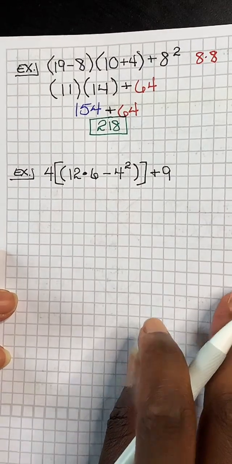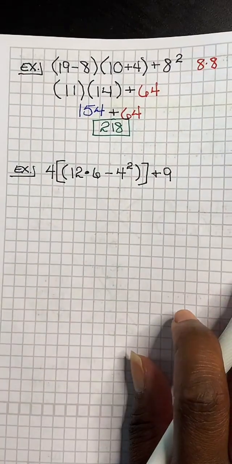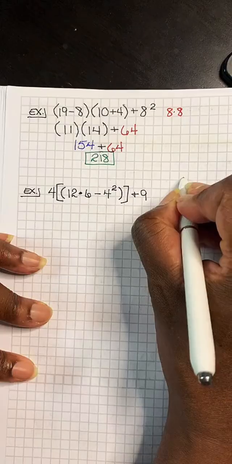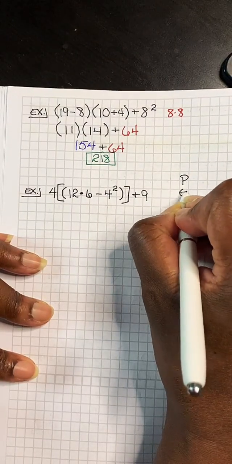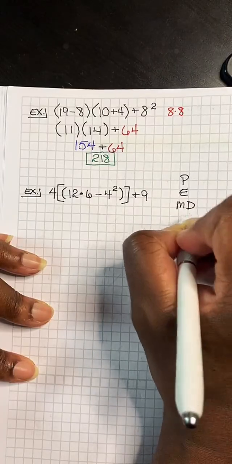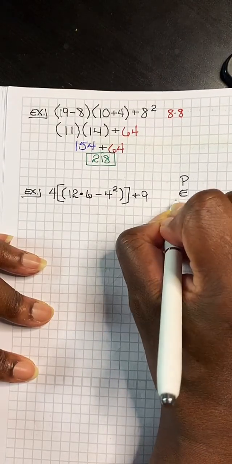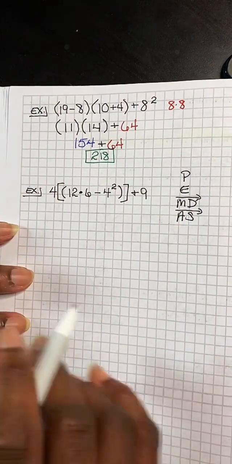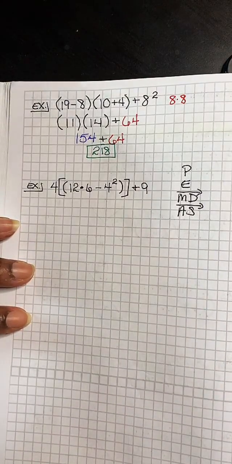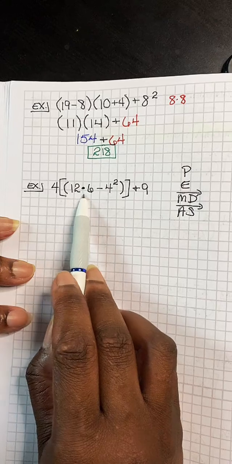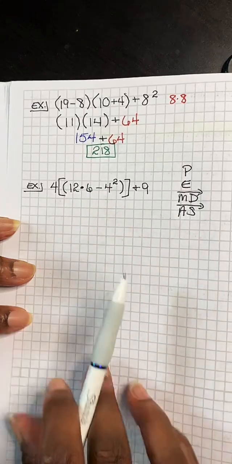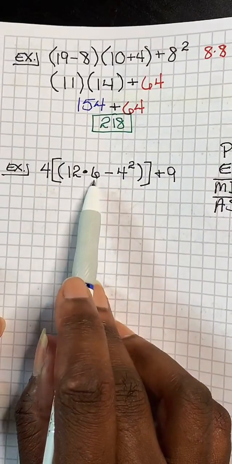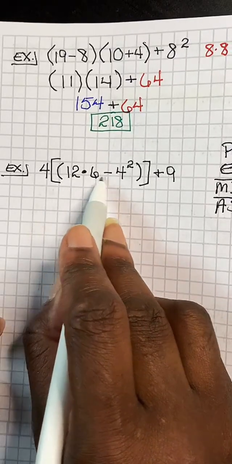Okay, let's take a look. So I'm going to shrink this down just a hair. And remember, it is Please Excuse My Dear Aunt Sally, from left to right. Okay? So, first thing that we need to do is the parentheses. So we need to take a look inside here. We have a dot. A dot means multiplication. Okay, so that means we have our 12 times 6 because we're going from left to right.